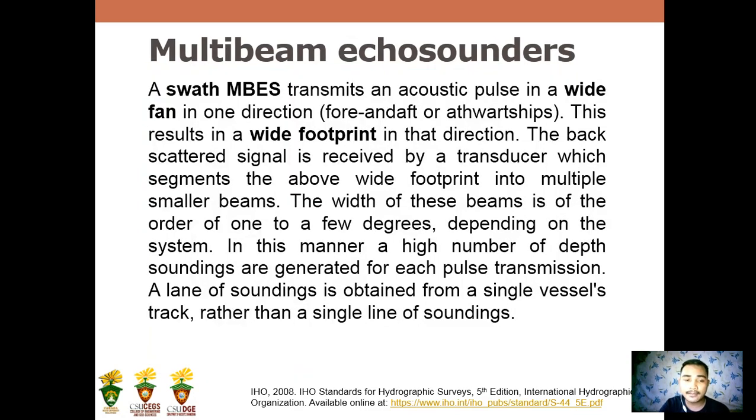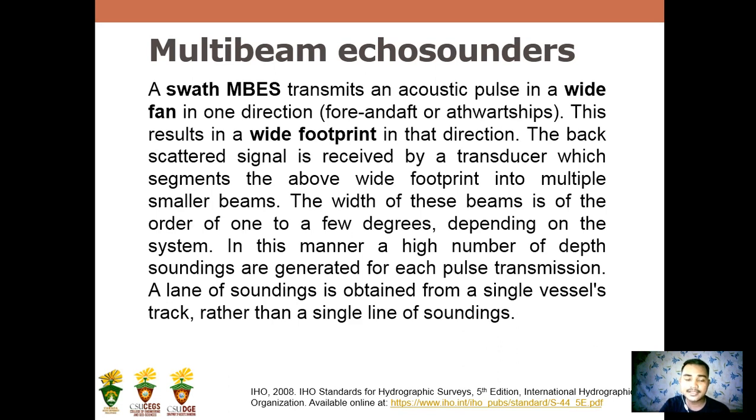Swath and multi-beam echo sounders transmit an acoustic pulse in a wide fan in one direction. It can be fore and aft, or athwartships, and this results in a wide footprint. So a single transducer, then multiple single beams, results in a wide footprint in a specific direction.